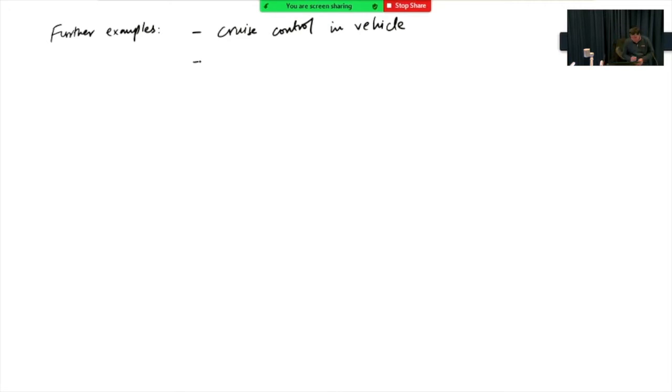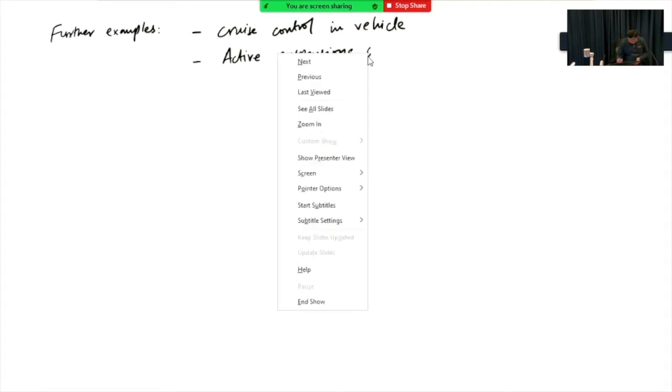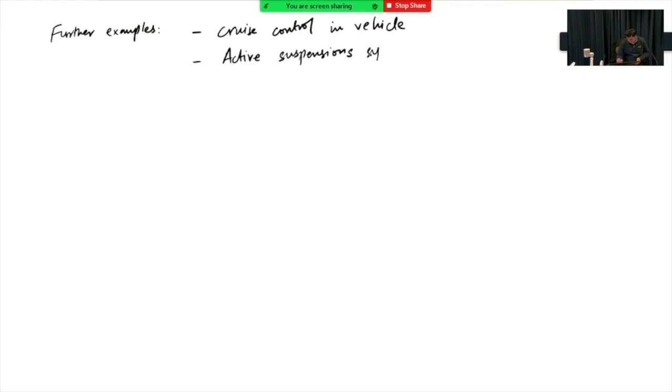There are so many other examples. You could think of active suspension systems in vehicles, right? So nowadays people want to exert some control over the suspension systems of the cars to achieve a desired damping that provides more comfort. So again, this is a control system that you need to design.